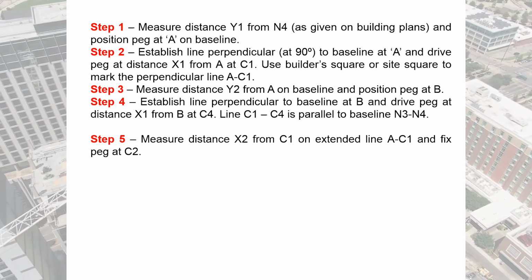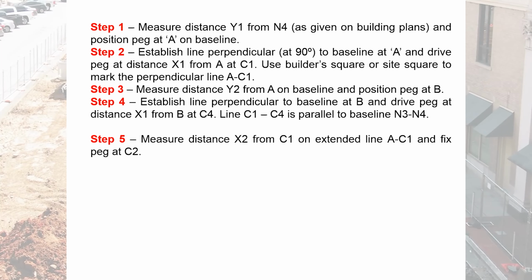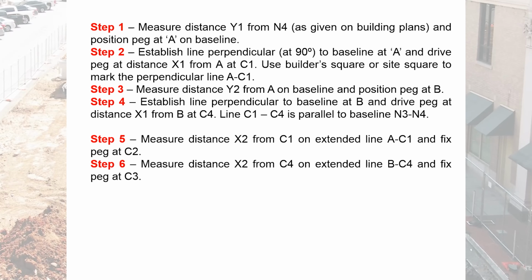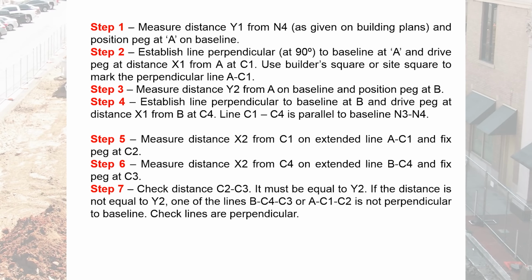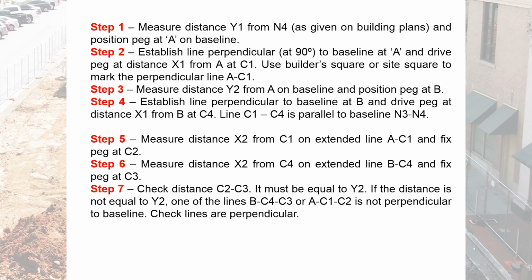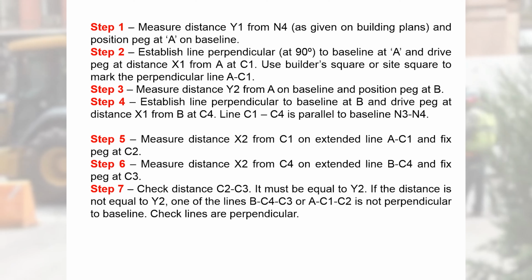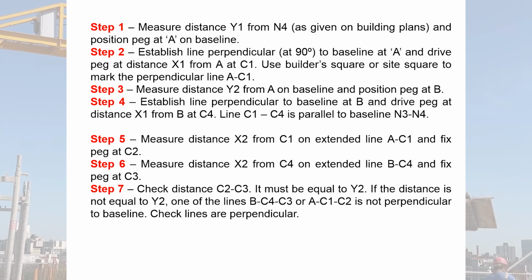Step 5. Measure distance x2 from C1 on extended line AC1 and fix peg at C2. Step 6. Measure distance x2 from C4 on extended line BC4 and fix peg at C3. Step 7. Check distance C2, C3. It must be equal to Y2. If the distance is not equal to Y2, one of the lines BC4, C3 or AC1, C2 is not perpendicular to baseline. Check lines are perpendicular.